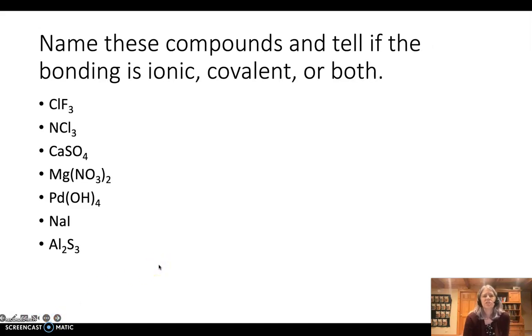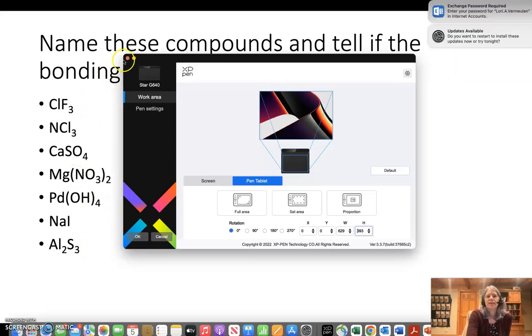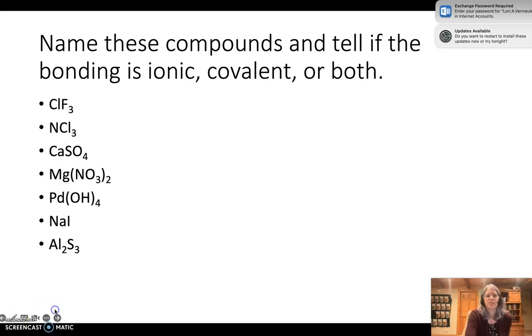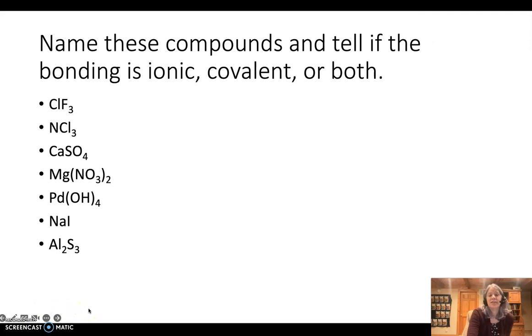Okay, so here's the question. Name these compounds and tell if the bonding is ionic, covalent, or both. So we have a lot of them that we put here. And the first thing that I would suggest as you're trying to determine if something is ionic or covalent, or both, is look for a metal, right? So if there's a metal in the formula, it's going to be ionic. That's just the way it is, right? Because metals give up electrons to form cations. And so in most of the compounds you're going to deal with here in general chemistry, if there's a metal in it, it's going to be ionic, right?